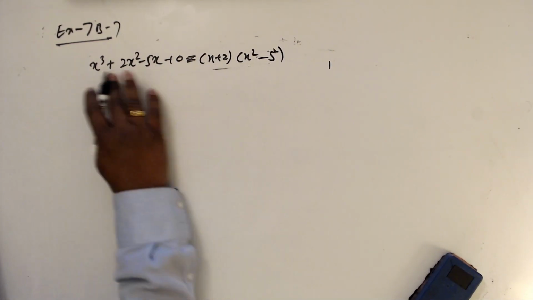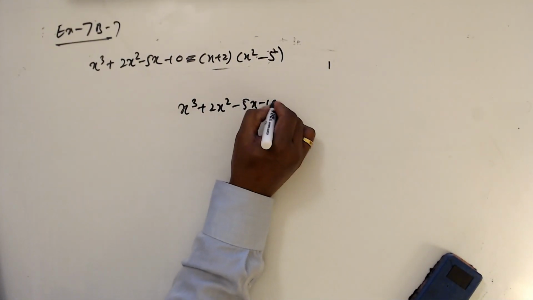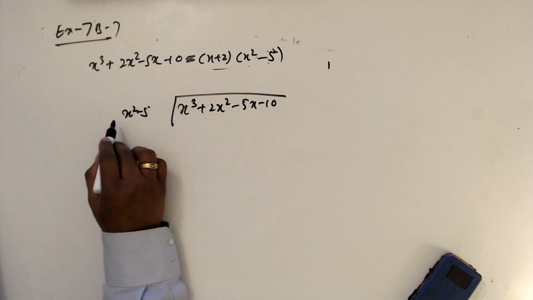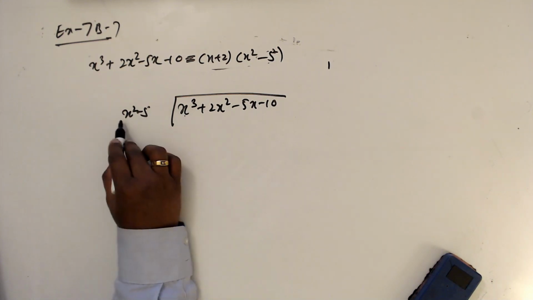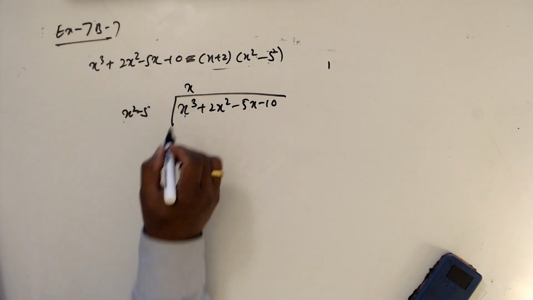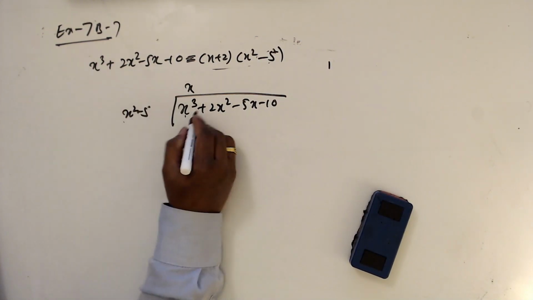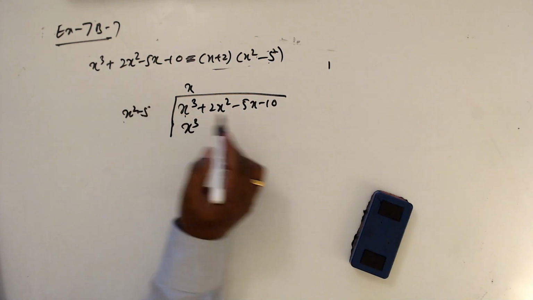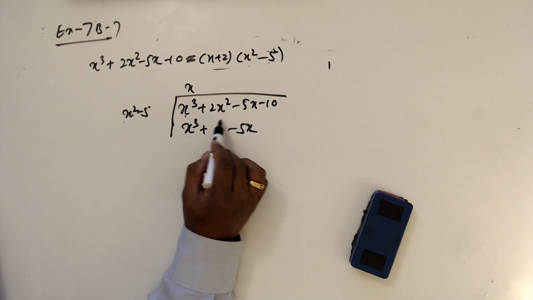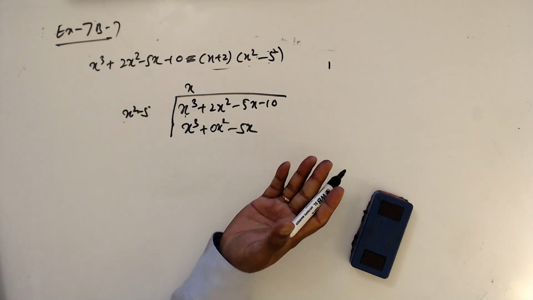For your knowledge, I will show you how to divide x cube plus 2x square minus 5x minus 10 by x square minus 5. How many x square go into x cube? That is x. So x times x square is x cube, and x times 5 is minus 5x. Is there any x square? No, so you can write 0 x square, or you can leave it as it is.